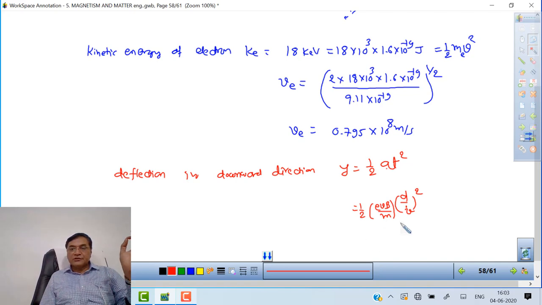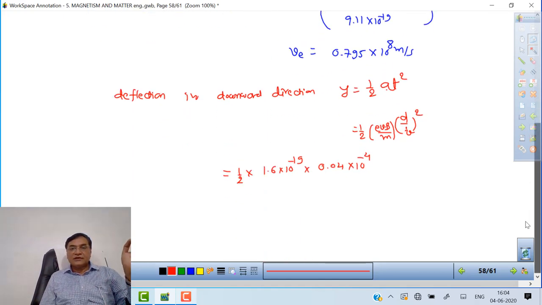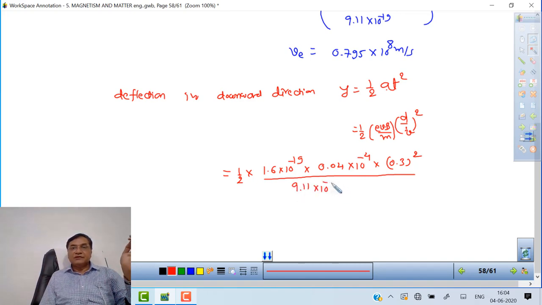Now if I substitute all the values, y is equal to half times the charge of the electron, 1.6 into 10 raised to minus 19, into B, since one velocity is cancelled out. The magnetic field is given as 0.04 into 10 raised to minus 4 Tesla, converted into Tesla. Then the distance is 30 centimeters, so 0.3 square, because the square is there, divided by the mass of the electron, that is 9.11 into 10 raised to minus 31.